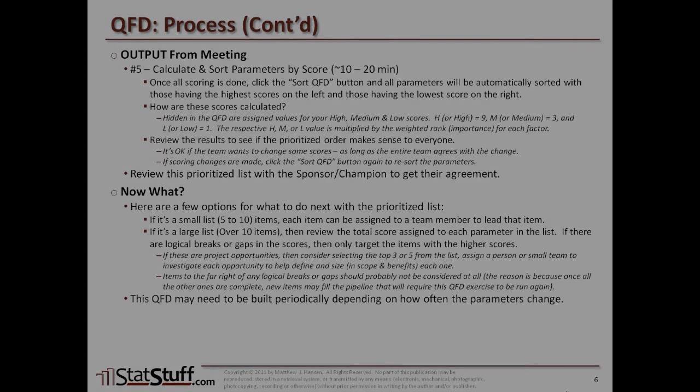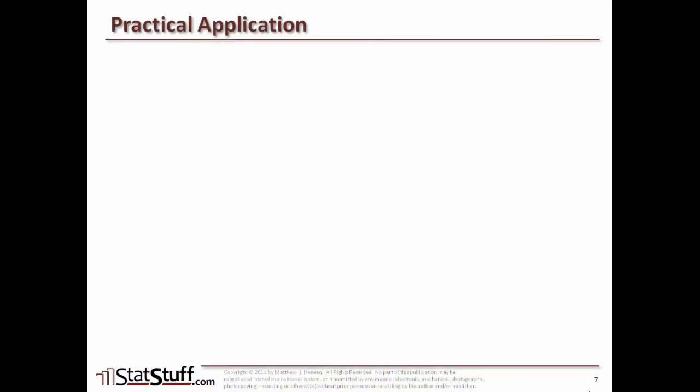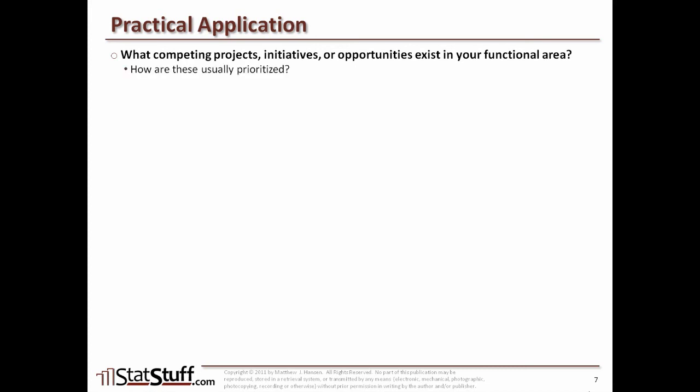All right, before we close this lesson, let's discuss how we can apply some of these concepts in a practical way. What I'd like you to ask yourself is, what competing projects or initiatives or opportunities do you see are in existence in your current functional area where you are? And based off of those items that you can identify, how are those items usually prioritized? What's the normal way your organization goes about prioritizing those kinds of things?